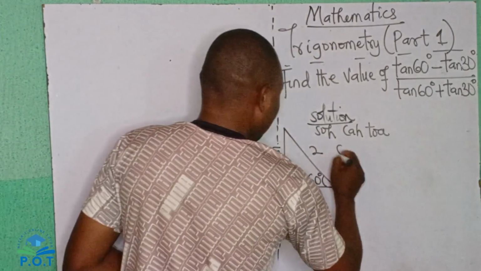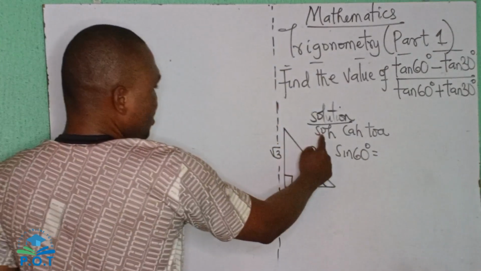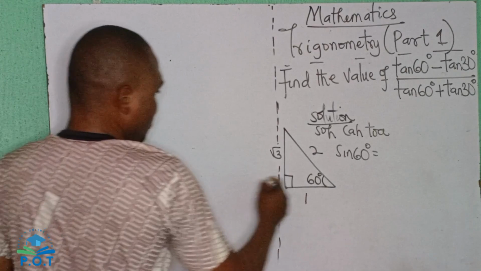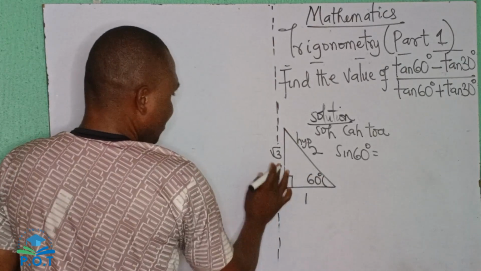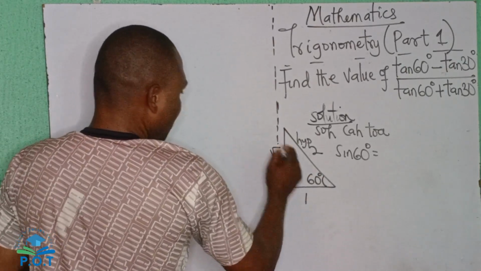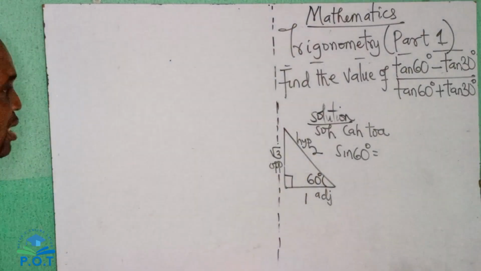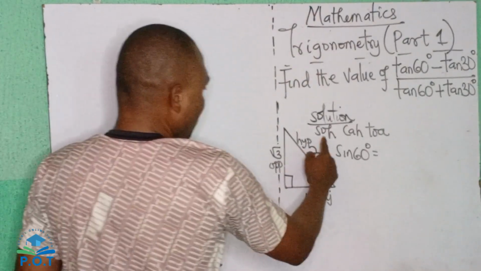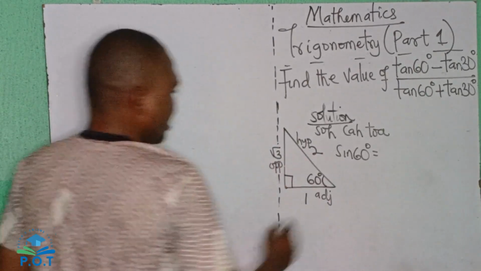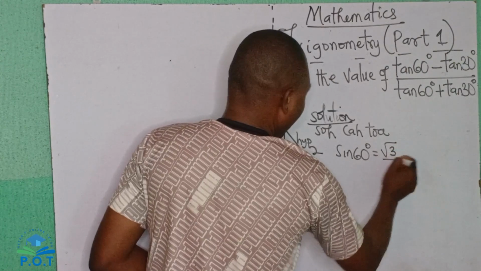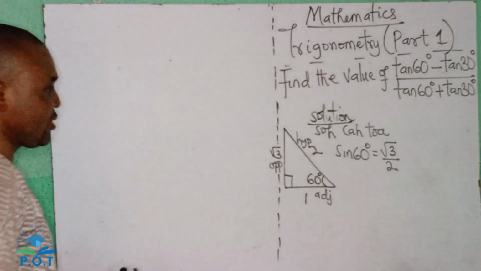All right, so sine 60 degree. Now, here is opposite over what? Hypotenuse. Take note, here is the hypotenuse, that is the longest side. Where this angle 60 is facing is our opposite. And here is our adjacent. So, sine 60 degree is opposite over hypotenuse. That is root 3 over 2. That is sine 60 degree.